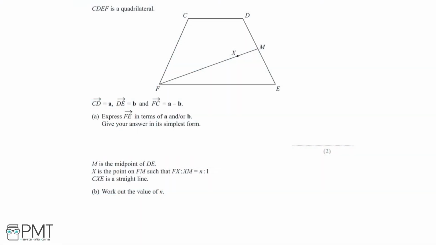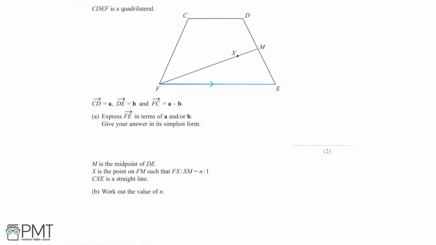In this question, we're told that CDEF is a quadrilateral. The vector CD is equal to a, the vector DE is equal to b, and the vector FC is equal to a minus b. And in part a, we need to express the vector FE in terms of a and or b, giving our answer in its simplest form. Now let's mark the vector FE on our diagram.